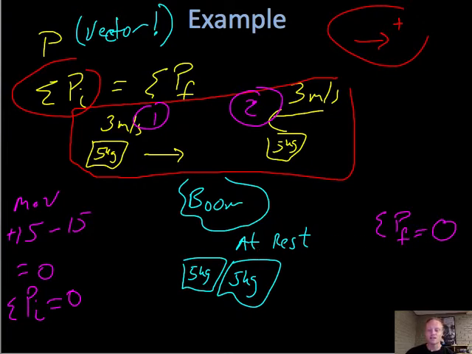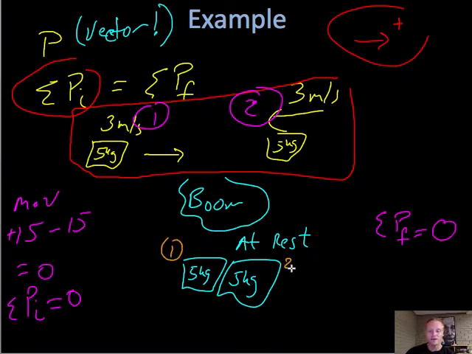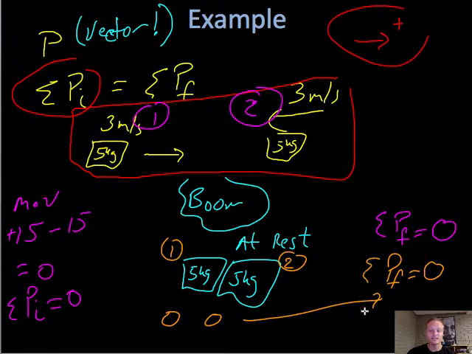So let's do that math problem. Here's box 1, here's box 2. Remember, momentum is mass times velocity. The mass of box 1 is 5 kilograms, and it has a velocity of 0. 5 times 0 is 0. Then box 2 has a mass of 5 kilograms and a velocity of 0. 5 times 0 is 0. So it does look like the total final momentum is 0.